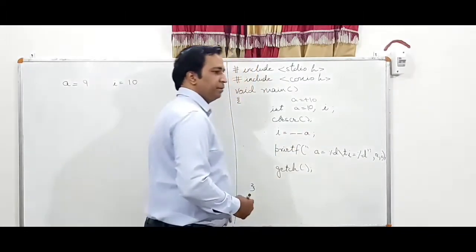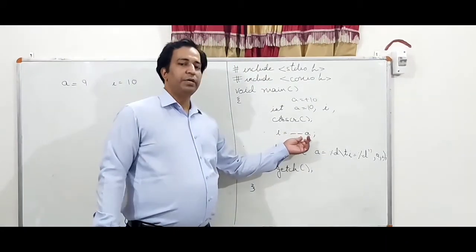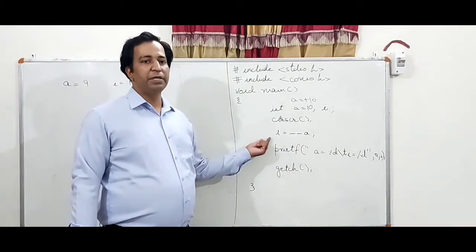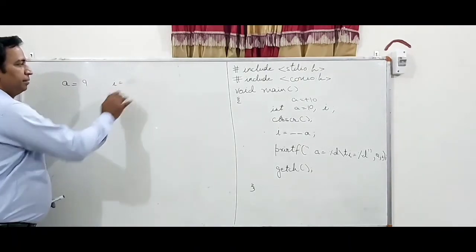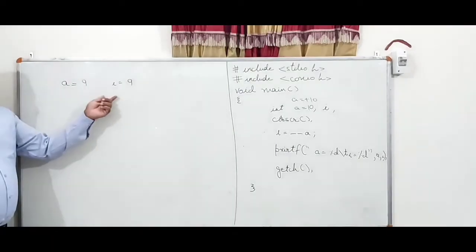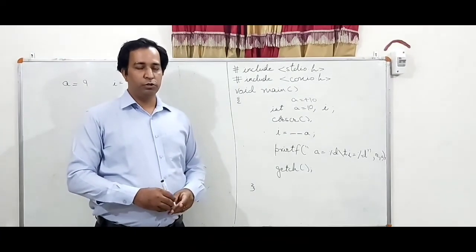If I change this program to the pre-decremental operator, in this case it is going to decrease the value of a first and then it will be assigned to I, right? In this case the output is going to be a is equal to 9 and I is equal to 9. I hope you have understood this operator also.